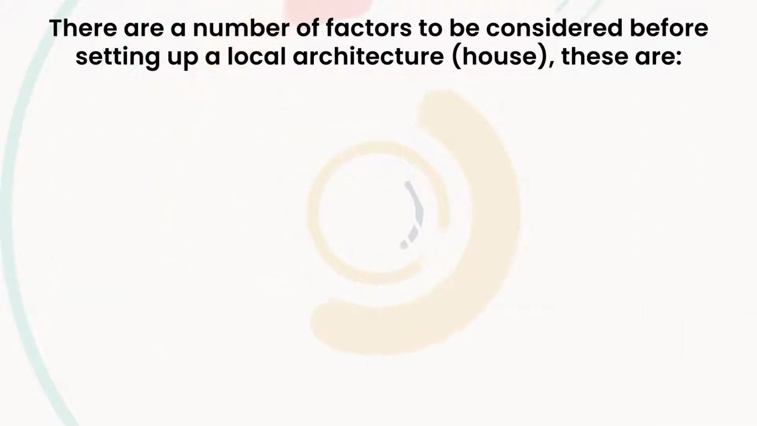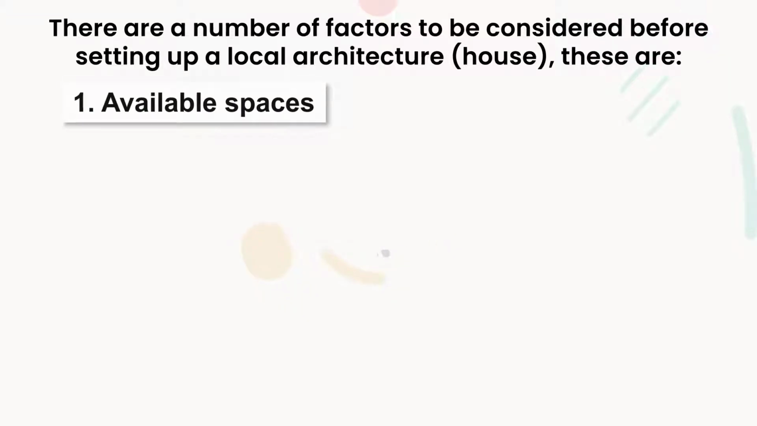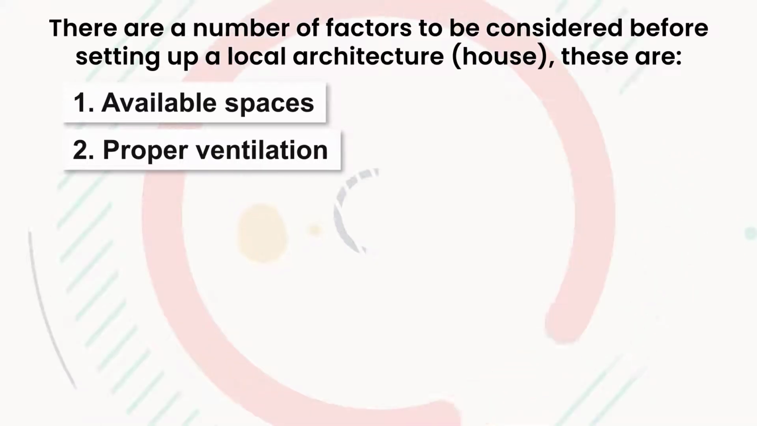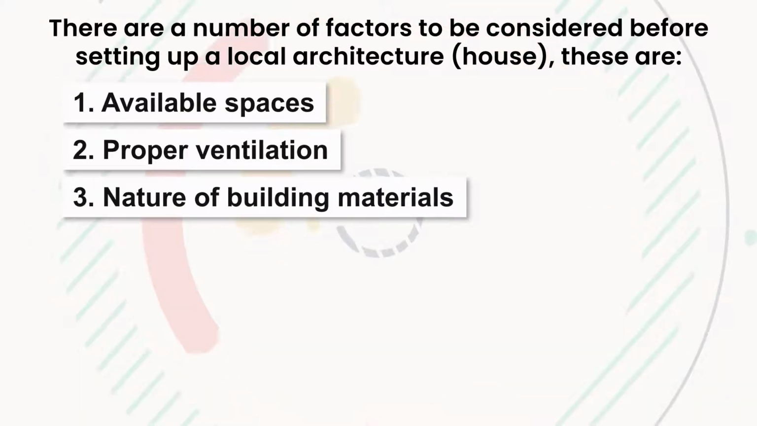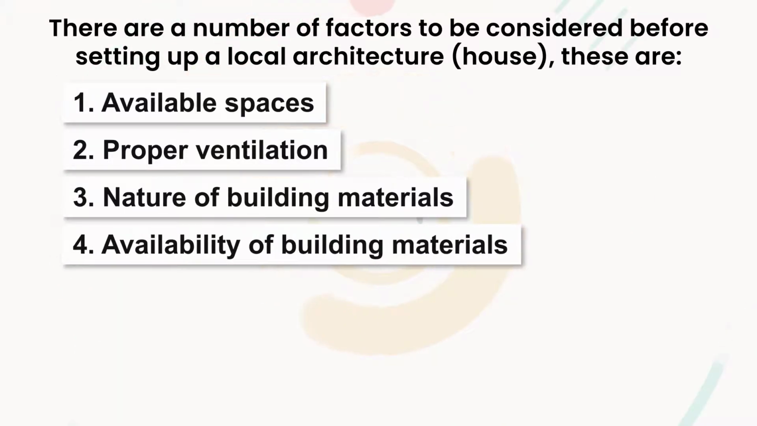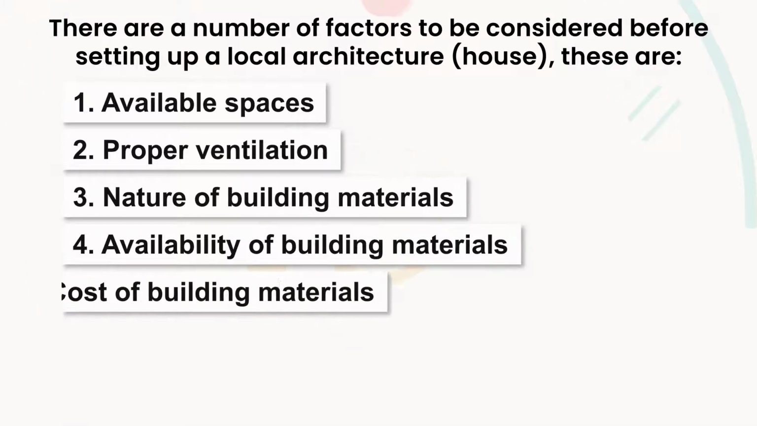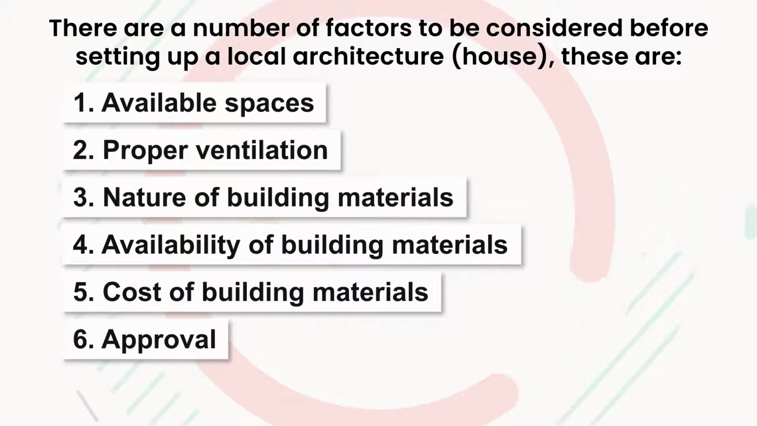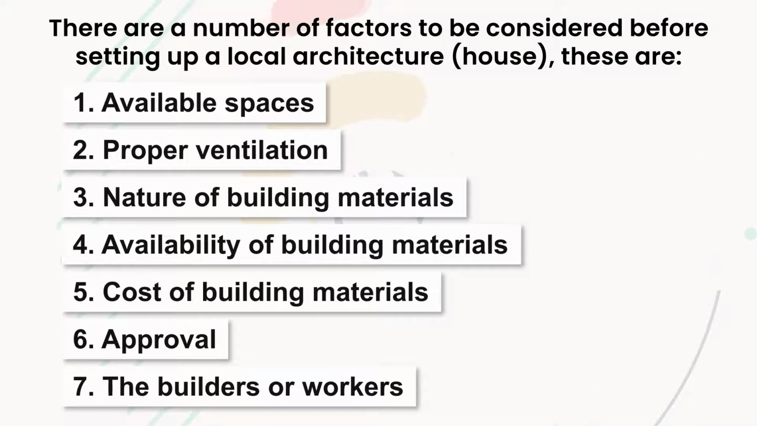These are number 1, available spaces. Number 2, proper ventilation. Number 3, nature of building materials. Number 4, availability of building materials. Number 5, cost of building materials. Number 6, approval. Number 7, the builders or workers.